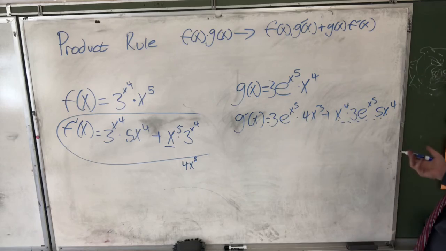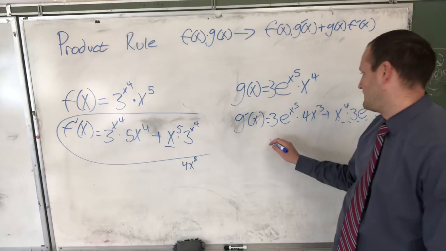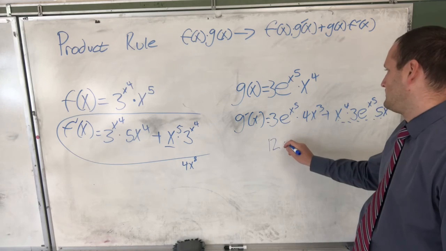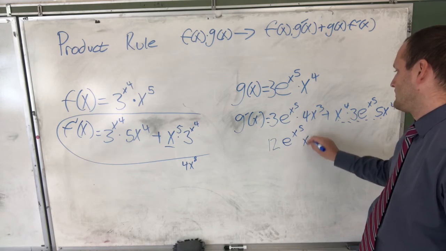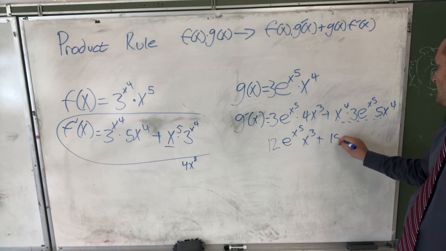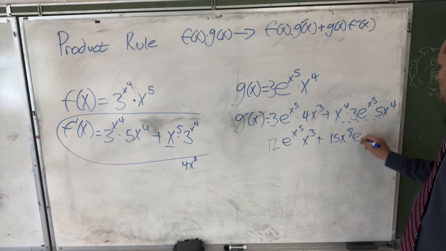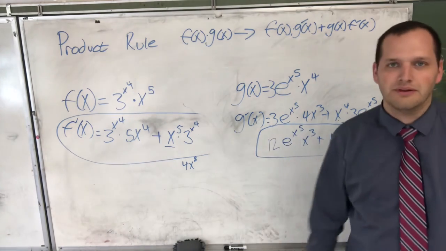But aside from that, you also could get a 12 out of that and a 15 there. So I mean, we'll simplify it a little bit. 12 e to the x5 x cubed plus 15x to the eighth e to the x5. That's long.